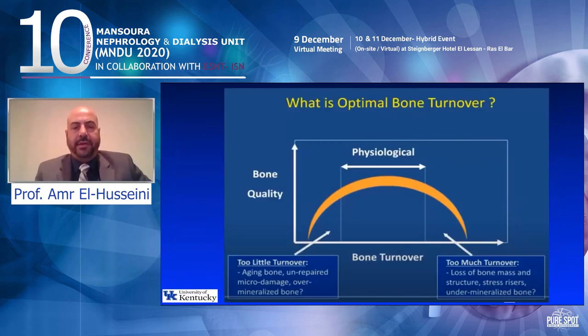The problem with our CKD patients is that they have a tendency to have either low or high turnover bone disease. If they have low turnover bone disease, their bone is senile. It's premature bone senility, an aging process that happens. So their bone is unhealthy. It is full of cracks and microfractures that are very hard to heal, and there is microdamage and over-mineralized bone. On the other side of the spectrum, they also tend to have high turnover bone disease, and it is very hard to maintain normal bone turnover.